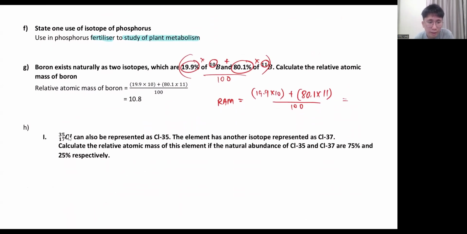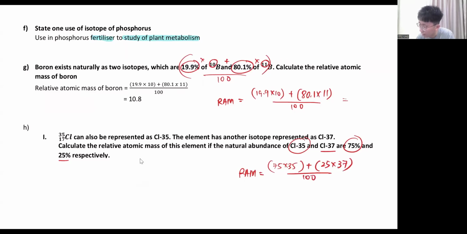Then going down, they say chlorine 35, can also be represented as Cl35. So there are different ways of writing. The element has another isotope represented as Cl37. Calculate the relative atomic mass if the natural abundance is 75% and 25% respectively. Guys, same. Relative atomic mass is percentage multiply mass. So 35 with 75, 37 with 25. You follow the sequence. They say Cl35 and Cl37 are 75% and 25% respectively, so we go with the flow. Then same thing, plus percentage multiply your mass, divide 100. You do the calculation, you get 35.5.